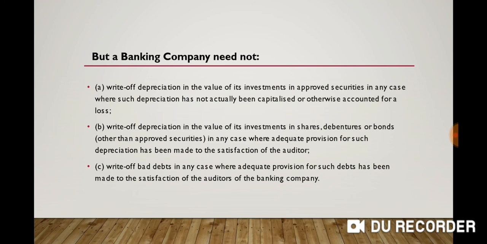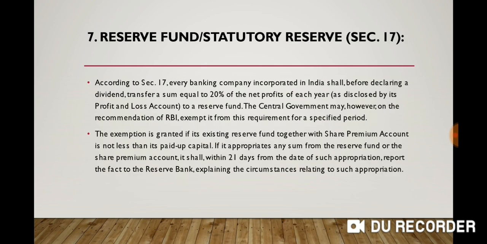But a banking company need not: A. Write off depreciation in the value of its investment in approved securities in any case where such depreciation has not actually been capitalized or otherwise accounted for as a loss. B. Write off depreciation in the value of its investment in shares, debentures, or bonds in any case where adequate provision for such depreciation has been made to the satisfaction of the auditor. C. Write off bad debts in any case where adequate provision for such debts has been made to the satisfaction of the auditors of the banking company.